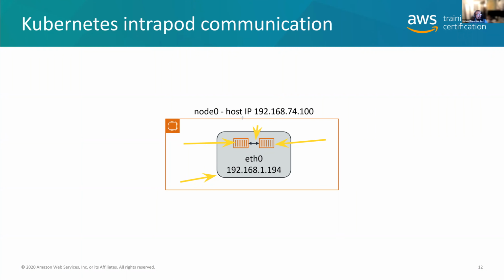Right? Now, notice that the pod has an IP address, and the host has an IP address too. Notice that this is a 1 and this is a 74. So they're not even really on the same networks, depending on how it's subnetted out. So just noting that, okay?